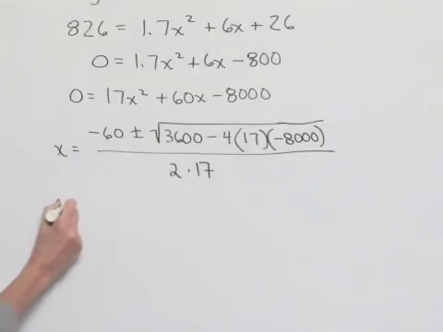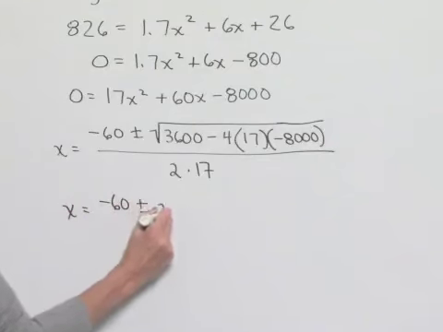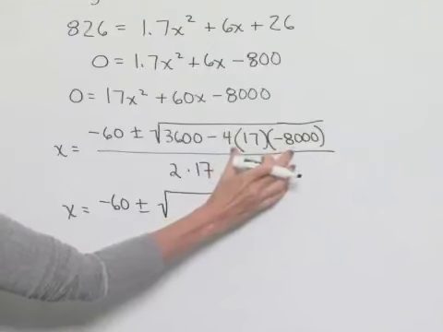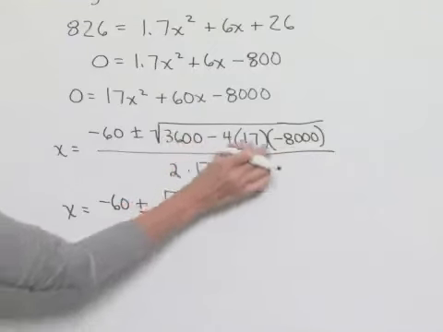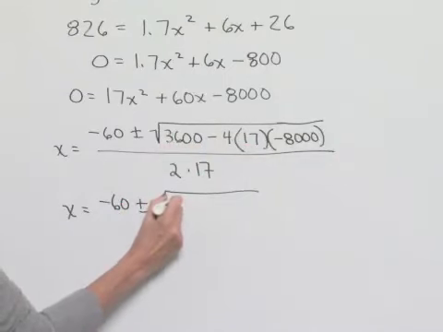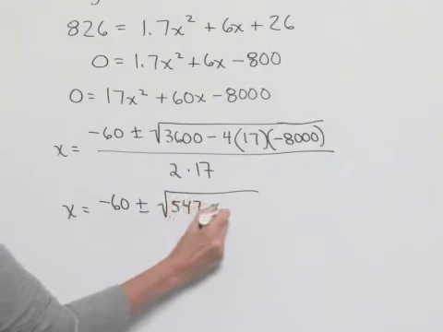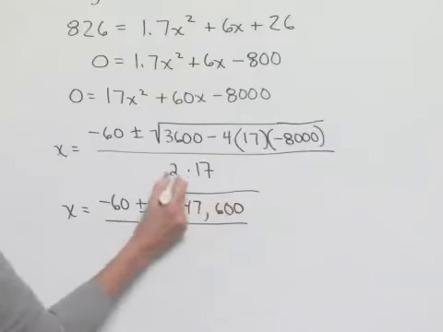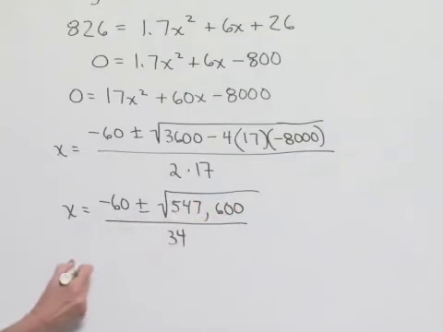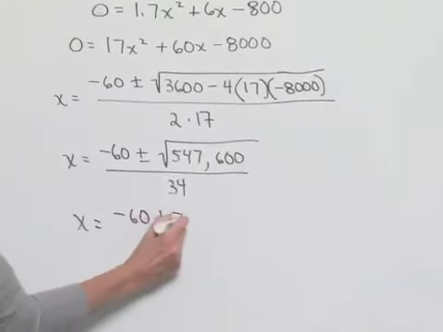Let's now simplify a little bit. We're going to have x equals negative 60 plus or minus the square root of, and we can multiply 4 times 17 times a negative 8,000 and then subtract that result from 3,600 to give us our value of 547,600, divided by 2 times 17, which is 34. Now, it turns out that this is a perfect square, and that value is going to be 740.